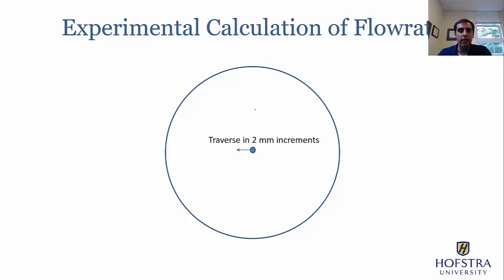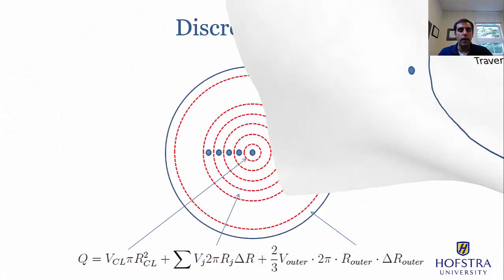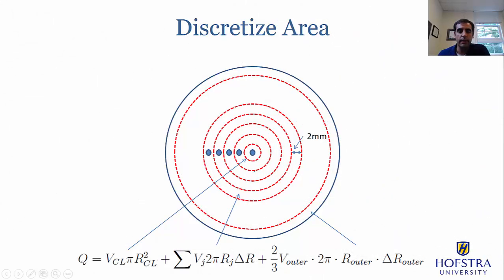So we're going to have the velocity at each position, the center, and we're going to move it or traverse it 2 millimeters across until we get to the outer wall. Now, how it's going to work is we are going to get the flow rate by discretizing the area, meaning we're going to first take a data point right in the center, and we're going to say that since we don't have an infinite number of points, that velocity is constant over some small area. And that area is going to be estimated first as this circular area that we see here.